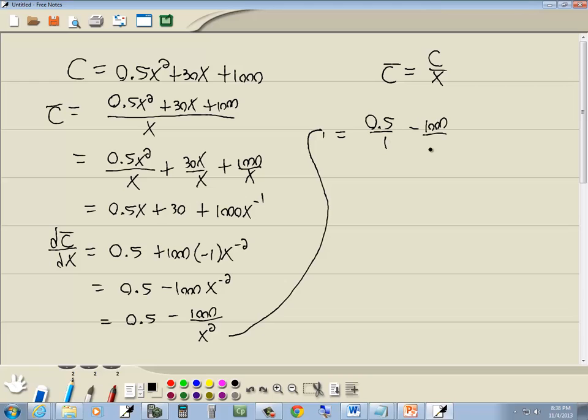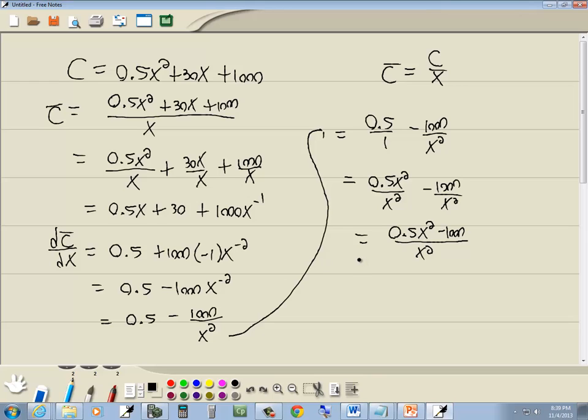If we're going to add or subtract fractions, it's handy if they're both fractions. We want to get a common denominator, which would be x squared, so multiply the top part by x squared and the bottom part by x squared. So we've got 0.5x squared over x squared minus 1000 over x squared, which merges into a single fraction, and we've got 0.5x squared minus 1000 all over x squared.